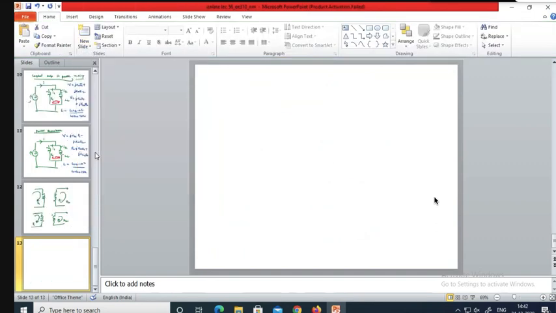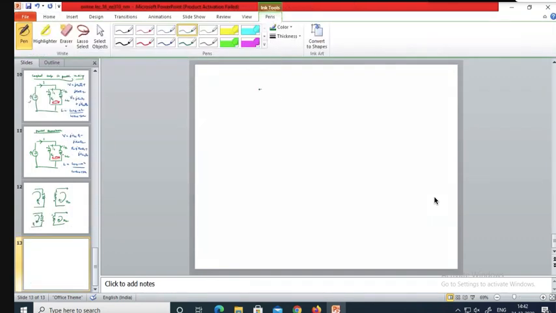Next I'll take one more example so that you will understand it better. For example, here this is I1 and this is I2. In this case, what is happening? I1 is leaving the dot in the first coil, and I2 is entering the dot in the second coil. So what happens here? The mutually induced EMF will oppose the self-induced EMF in the second coil. Okay, this is how you can understand the concepts here.